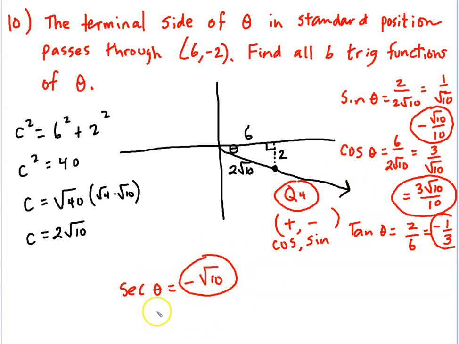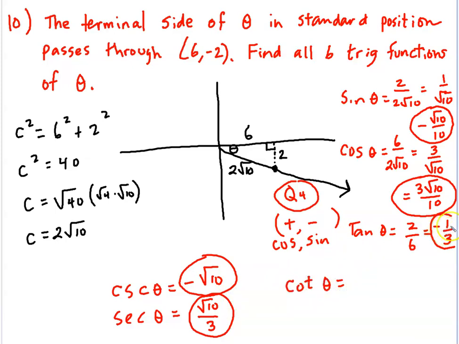The reciprocal of sine is cosecant. Cosine is secant. So once again, you could just take your cosine value 3 over root 10 and flip it over, and it's root 10 over 3. And the reciprocal of tangent is cotangent. Just take negative 1/3, flip it over, and you get negative 3. Okay, so that's our final answer for number 10.